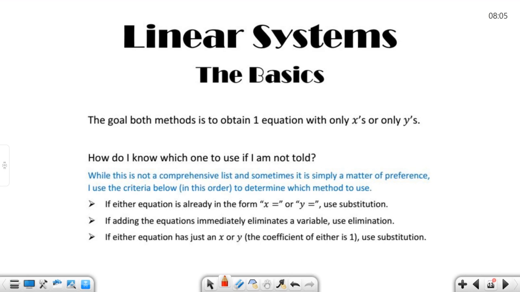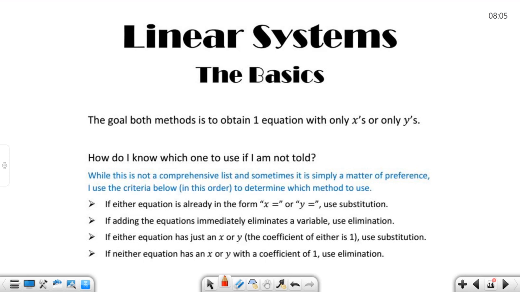If either equation has just an x or just a y and the coefficient of either of those is 1, so if you have 3y plus x equals 7, or 9y plus x equals 8, or 5x plus y equals 10, then I'm going to solve for that x or y and then use substitution.